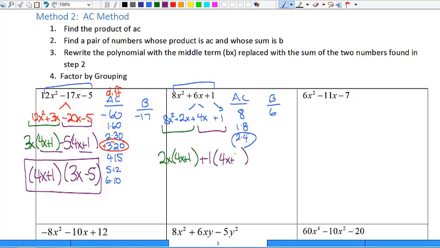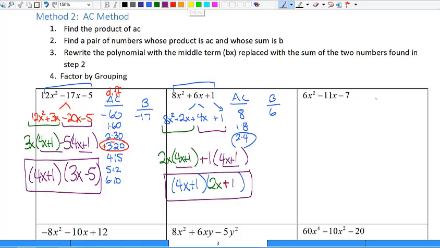Are the two parentheses the same? They sure are. So I have 4x plus 1, and then I have 2x from the green group, plus 1 from the purple group, and that's my final answer.